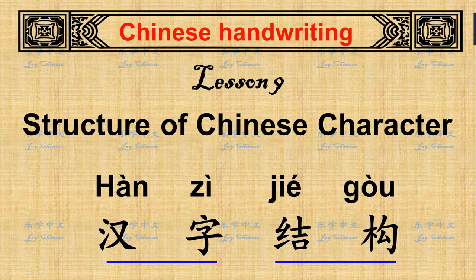Hello, welcome. Today I'm going to introduce the structure of Chinese characters. We know Chinese character is 汉字. 字 means character. And here 结构 means structure. 汉字结构.